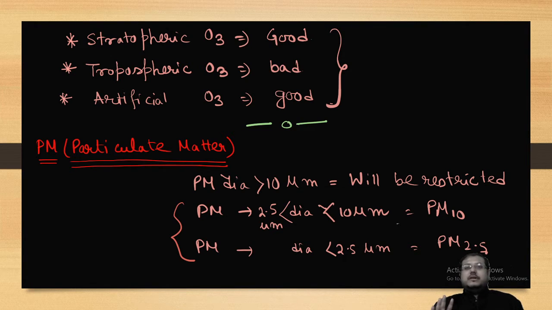नाउ कमिंग टू पार्टिकुलेट मैटर। पार्टिकुलेट मैटर ऐसा है कि ये वही चीज है जो सबसे छोटा चीज है लेकिन सबसे ज्यादा तंग करता है। क्यों?